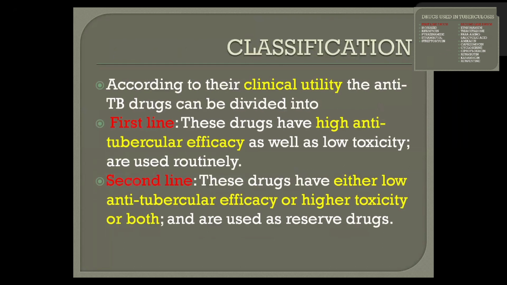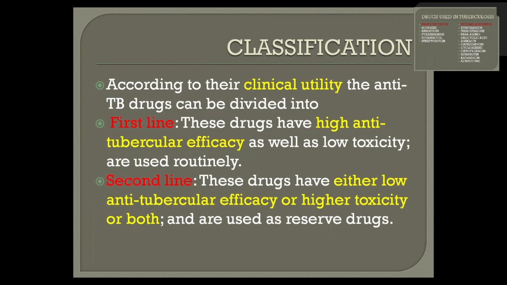As a classification, based on their clinical utility, tuberculosis drugs are divided into two types, that is first-line drugs and second-line drugs. Listen carefully. Now we'll see what first-line drugs are and what second-line drugs are. First-line drugs are the drugs that have high anti-tubercular efficacy as well as low toxicity, and these first-line drugs are used routinely.